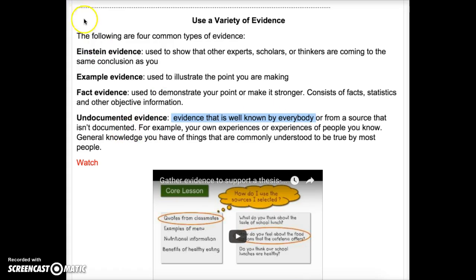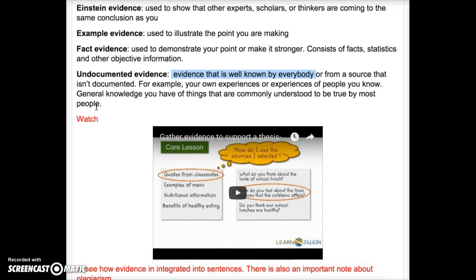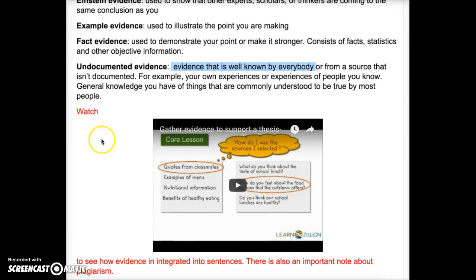So I've posted a video here that talks a little bit more about how to gather evidence to support a thesis. It's really clear and straightforward.